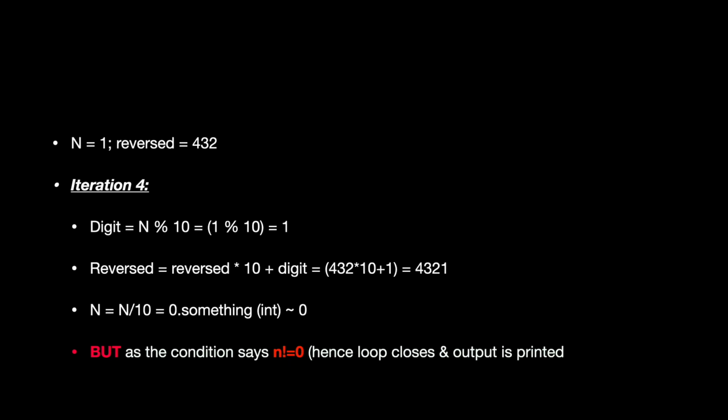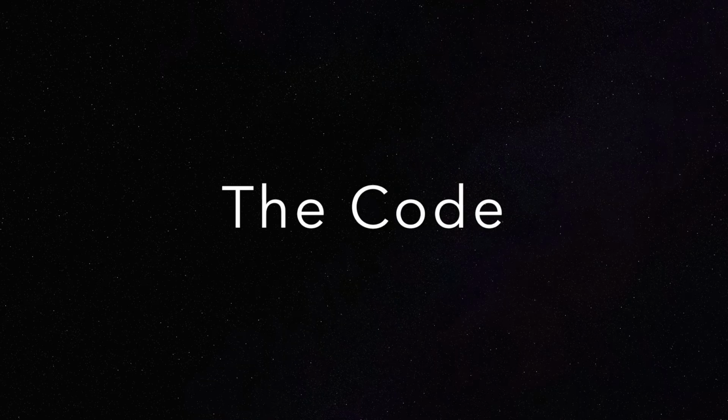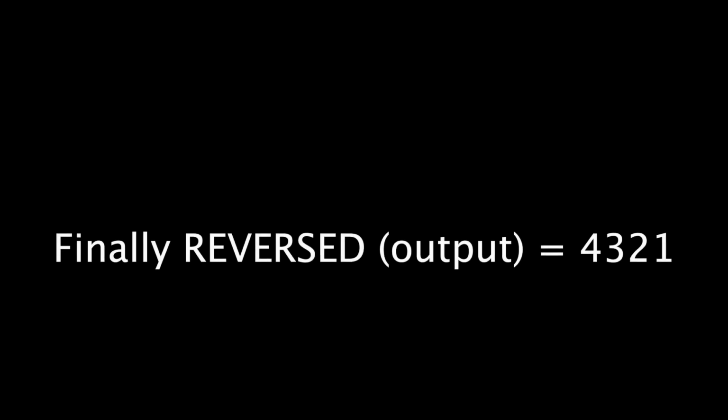That will be 0, but as the condition, in the while condition, we'll put n is not equal to 0. So when this condition applies, then hence the loop will close and your output is printed. So that's how eventually your number will be reversed. So this will be the output, and now let's get this into reality and get into action and start writing our program.